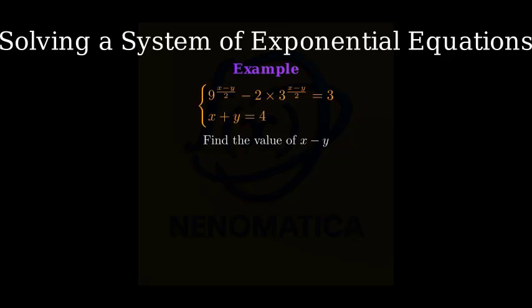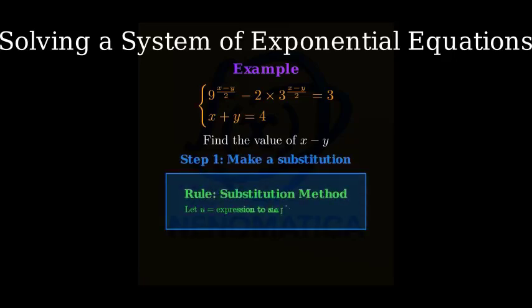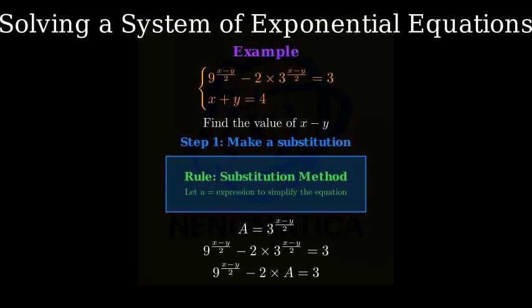We'll start by introducing a substitution to simplify our approach. Let's define a as 3 raised to the power of quantity x minus y over 2. So a equals 3 raised to the power of quantity x minus y over 2. Now, looking at the first equation, we can rewrite it in terms of a. Now, let's simplify this further.